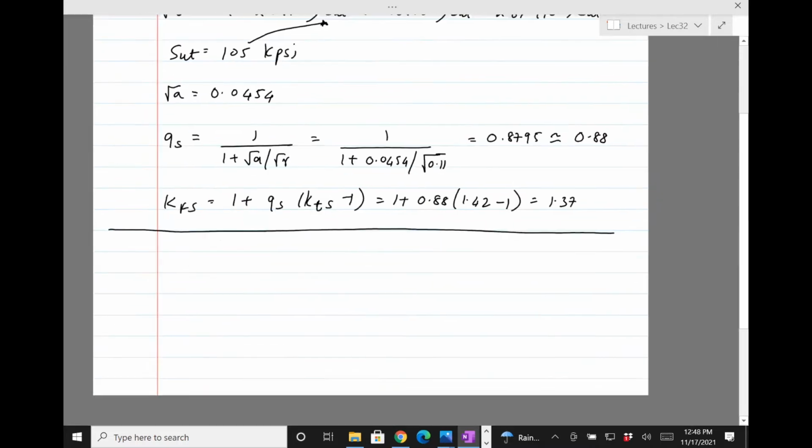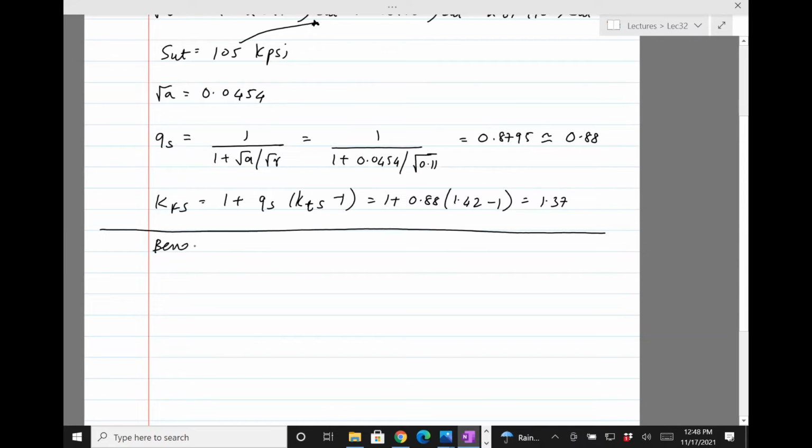Okay, so then we can do the same thing for bending. And I'll finish this. After this, I'll stop, okay? Because we're going to run out of time otherwise.